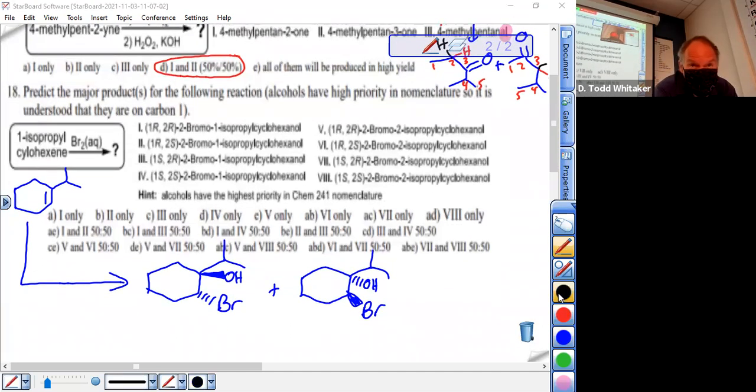Remember, if you're doing R and S, you need to make sure that if there's an H missing, you put it on where it belongs. And remember, if there's a wedge, the dash must be on an adjacent bond. There you go. So that's one of the products. And here's the other. If the dash is there, a wedge is adjacent, and this would be a dash H.